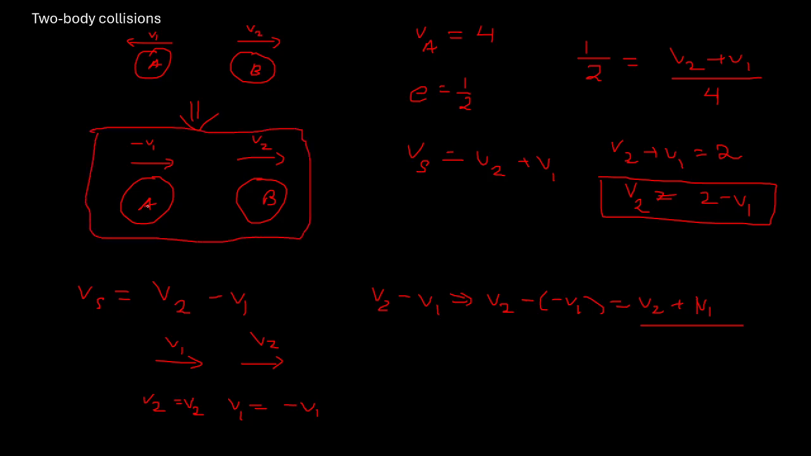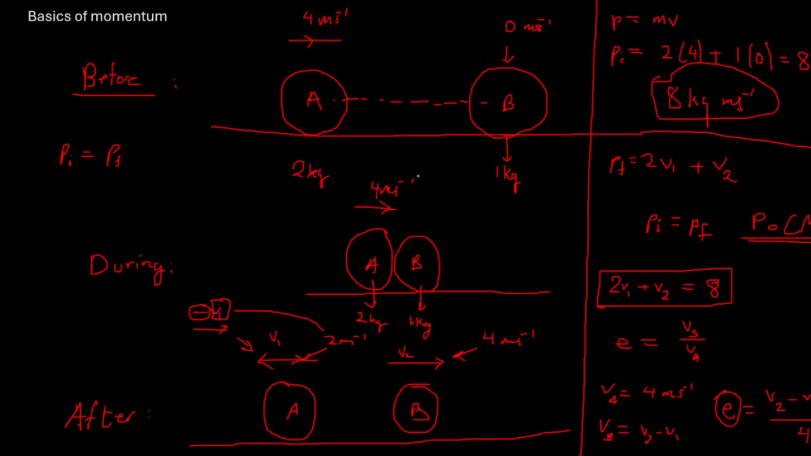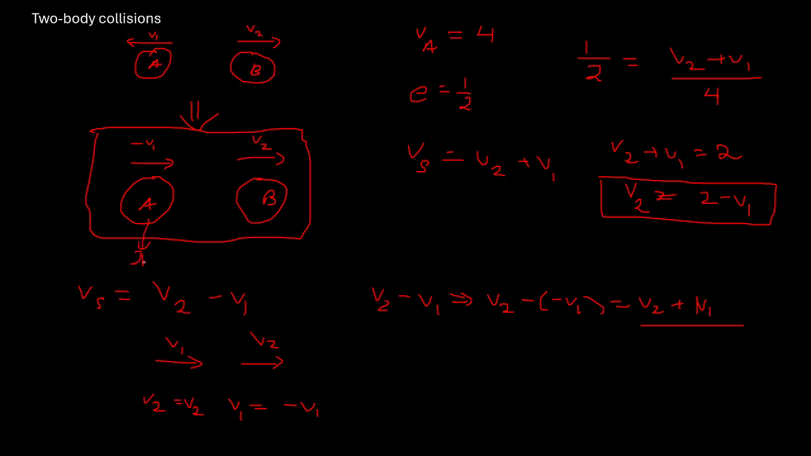Okay, so it will be mass, which is 2. This is 2 kg. So mass 2 kg, and this is 1 kg. So the momentum of this system will be mass, which is 2, times velocity, which is negative v1, because we're considering the positive direction, which is left to right, plus the momentum of b, which is 1 times v2, which is equal to 8, because initial momentum equals final momentum. And then we get v2 minus 2v1 equals 8.